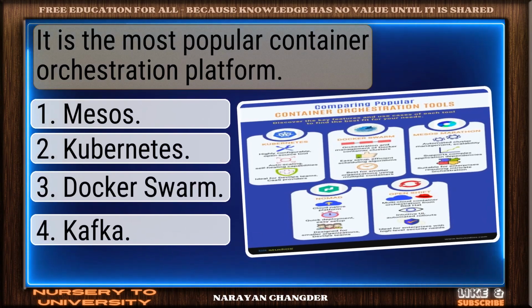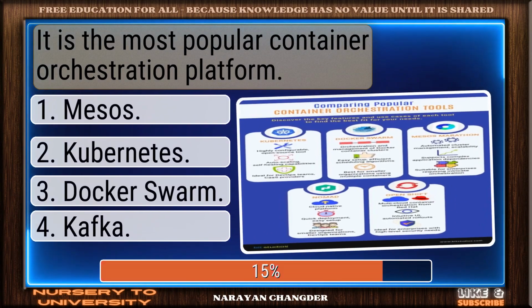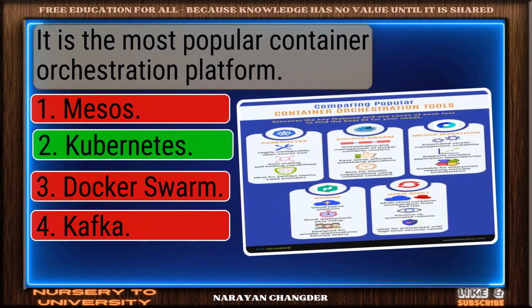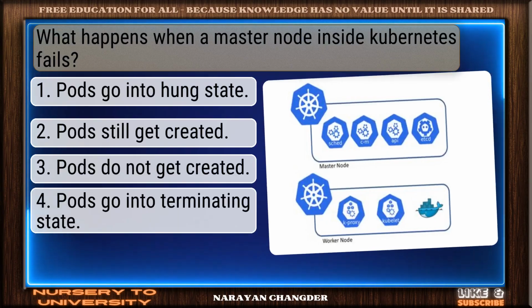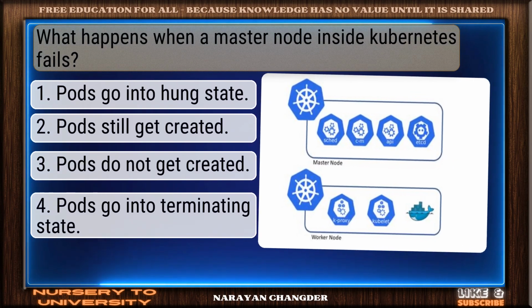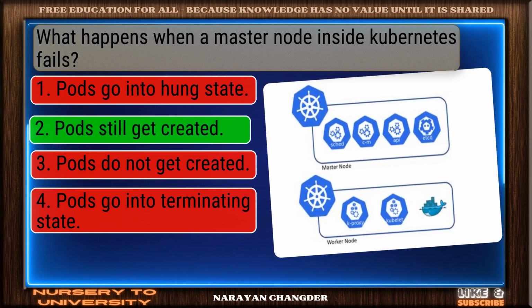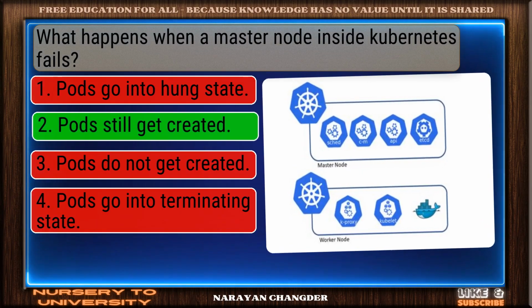Question number 27. It is the most popular container orchestration platform. Excellent choice. Kubernetes is the right answer. Question number 28. What happens when a master node inside Kubernetes fails? Solid response. Pods still get created is a valid choice.